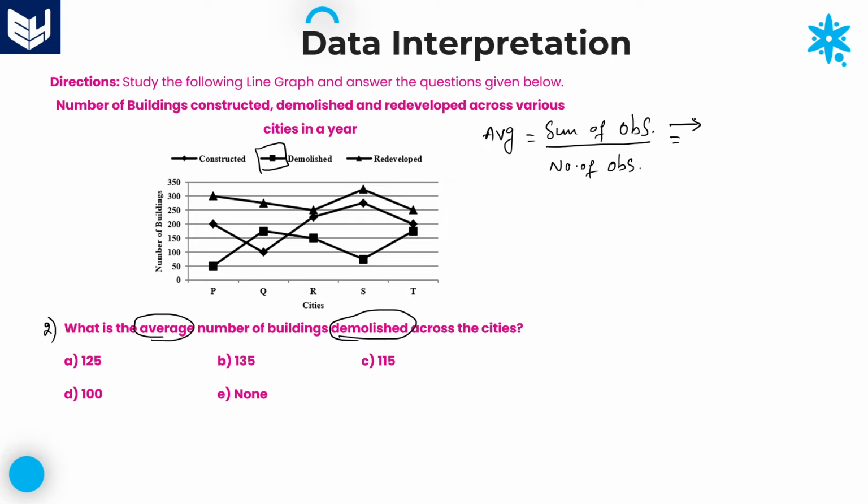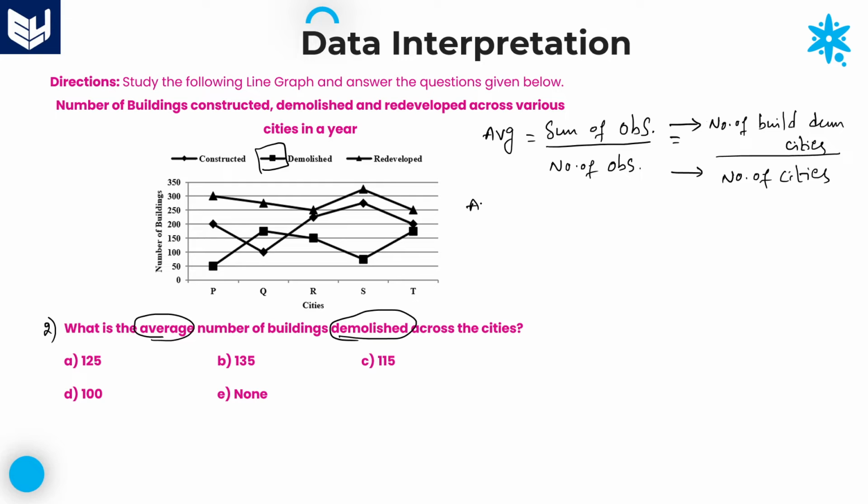Here, the sum of observations is nothing but the total number of buildings demolished across all the cities, as we are calculating the average number of buildings demolished. Divided by the number of observations, which is nothing but the number of cities, in this case.